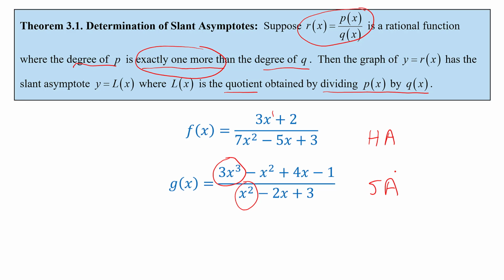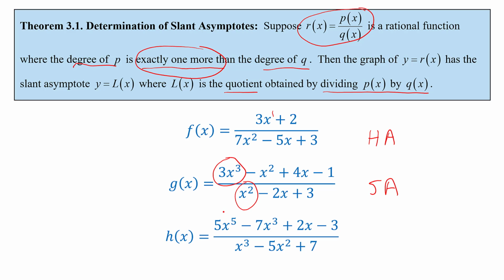H of x has a leading term of 5x to the fifth in the numerator and a leading term of x cubed in the denominator. The degree of the numerator is 2 more than the degree of the denominator. So this function will have neither a horizontal nor a slant asymptote. And a graph will have either a horizontal or a slant or neither. There are only those three choices as far as asymptotes.